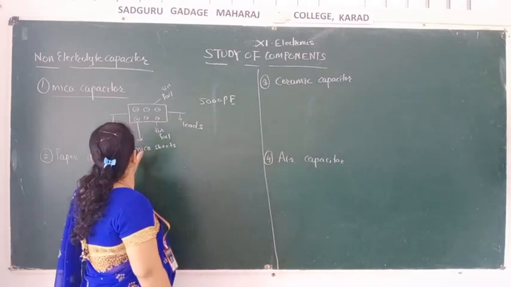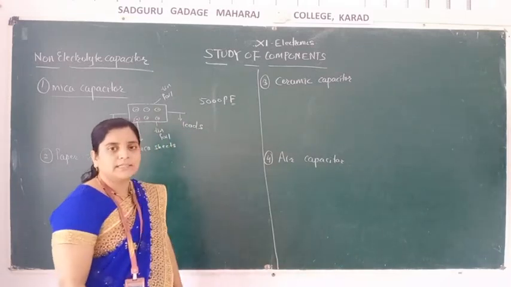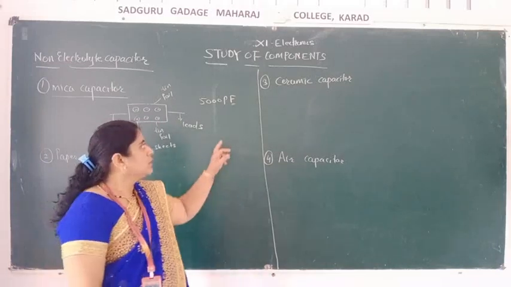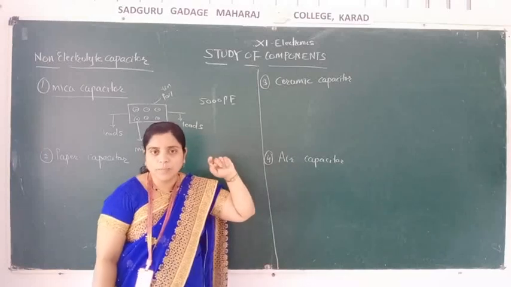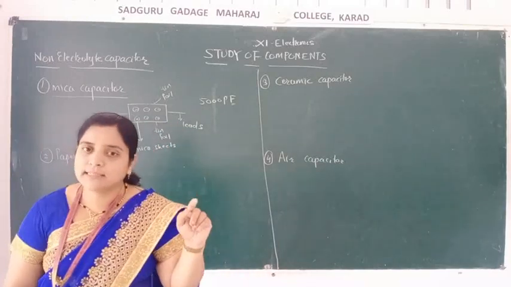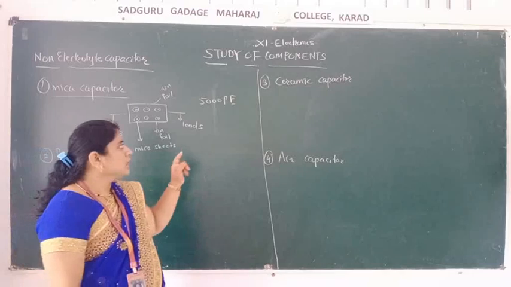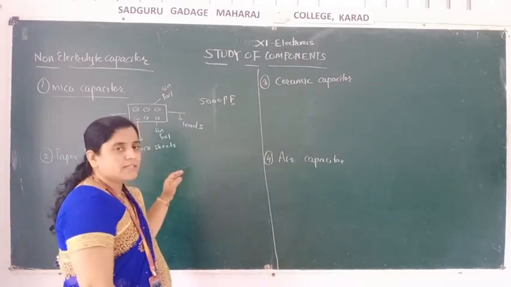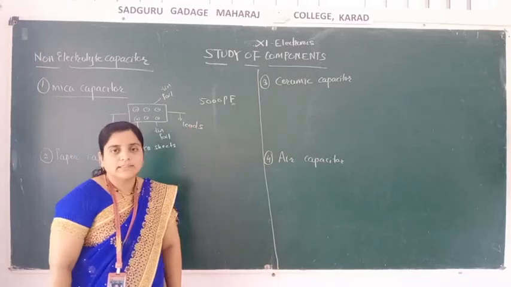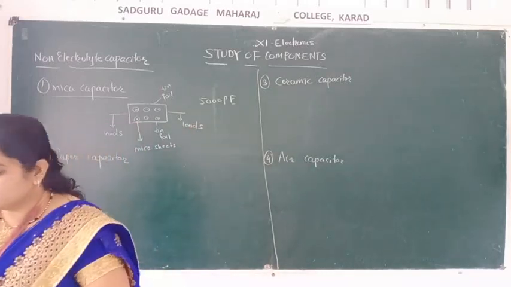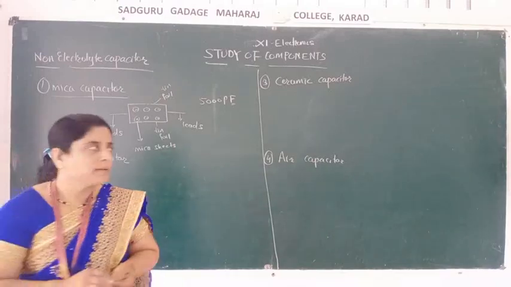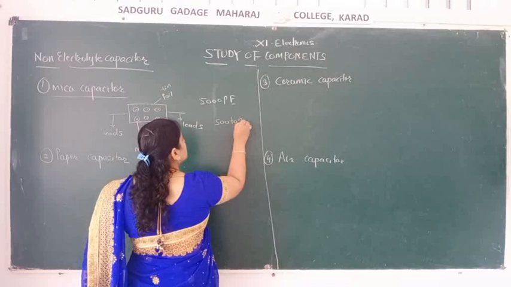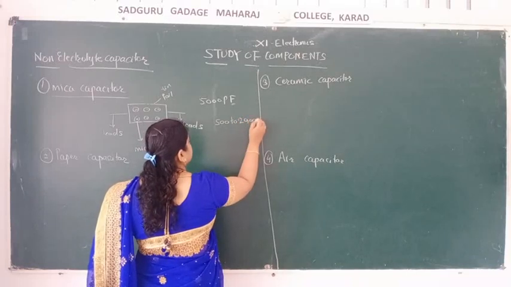So this mica capacitor has a range up to 5000 picofarad. You should know the value of pico. Pico means how many? 10 raised to minus 12. You have to know the scale that I taught you in the very first lecture. So its range is up to 5000 picofarad and its breakdown voltage is 500 to 20,000 volt.